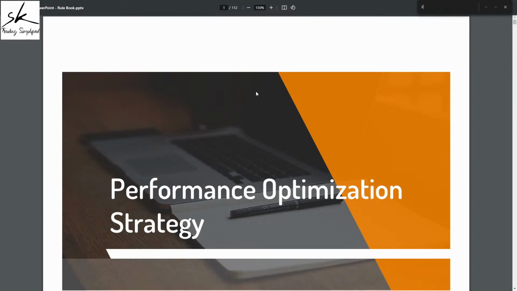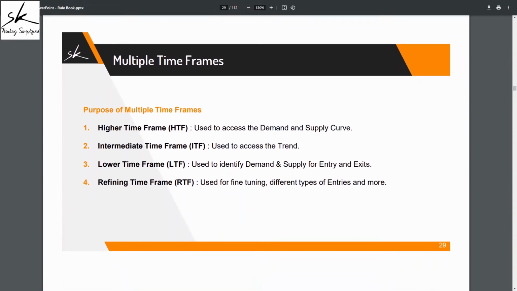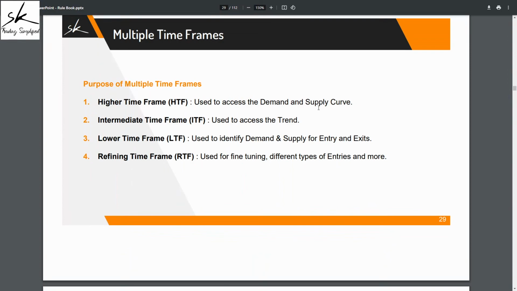So if I go to the rulebook page number 28, we start with the topic, which is multiple time frame analysis, because demand supply is not based on a single time frame. Demand supply methodology is based on multiple time frame analysis. So what are the multiple time frames we use? We use a minimum of 4 different time frames, and we call them the higher time frame HTF, intermediate time frame ITF, lower time frame LTF, and the refining time frame RTF.